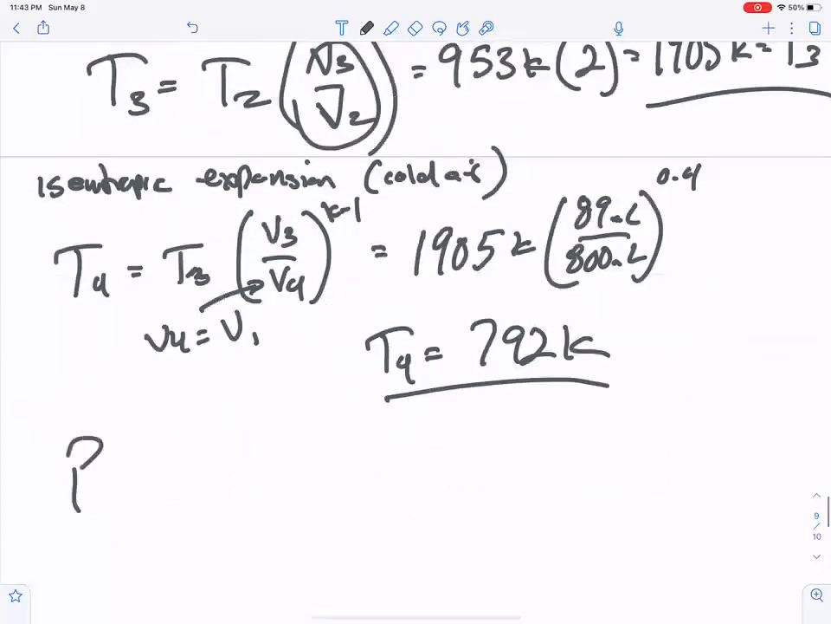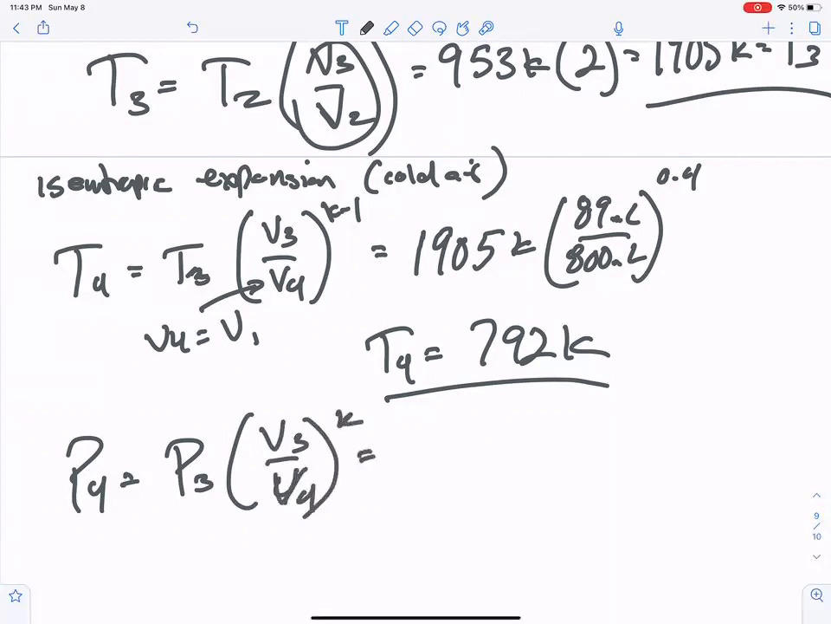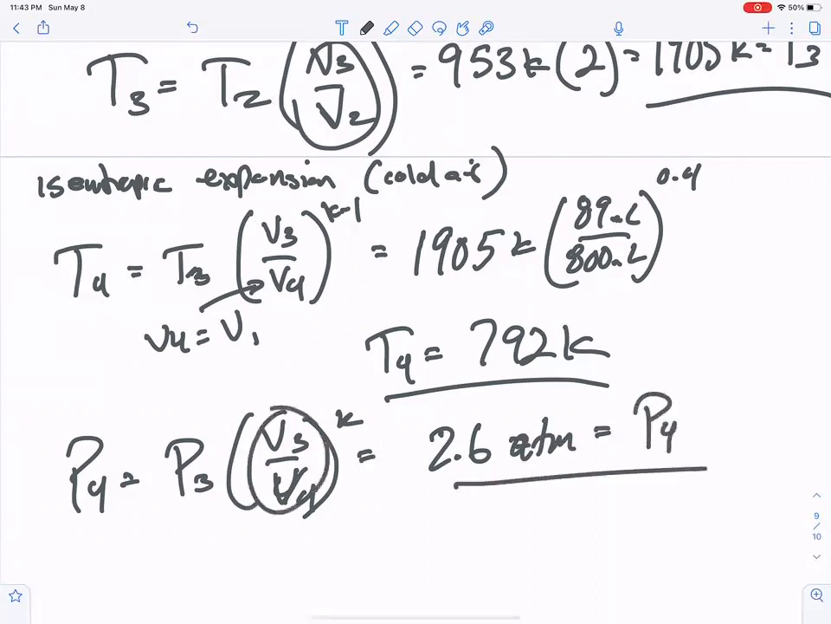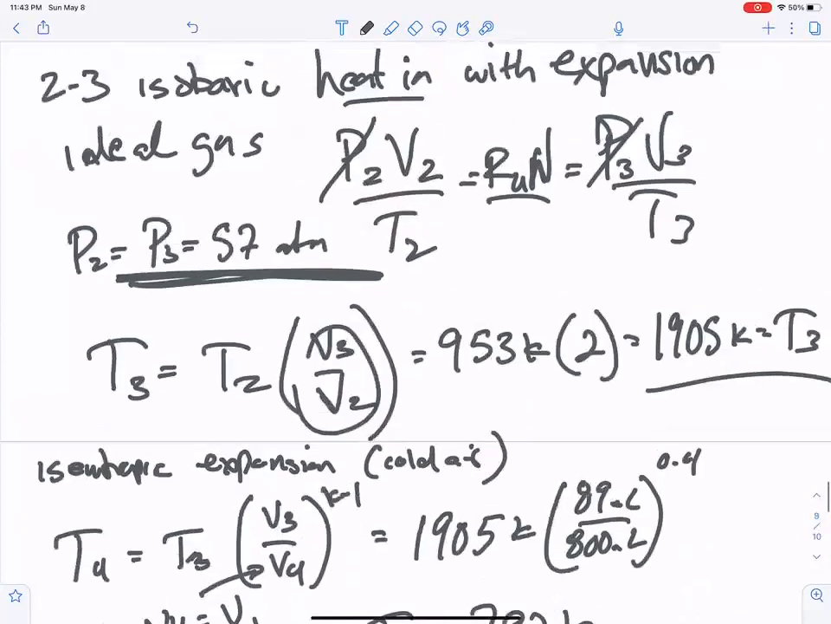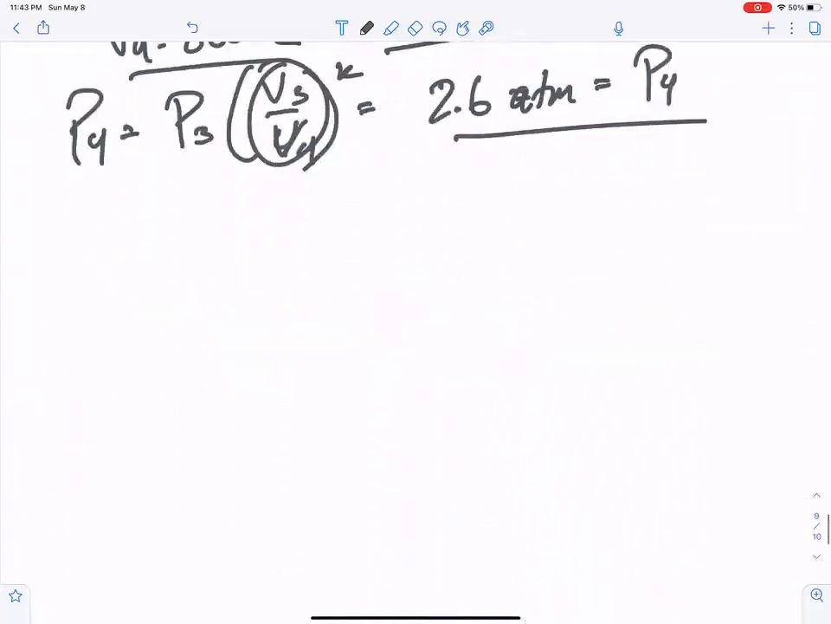Okay. Similarly, so I just skipped this. This would be the same, 89 over 800. So that is V4. Yeah, V4 equals 800 mils. That's done. So we now know state 4, and we know all the states now.